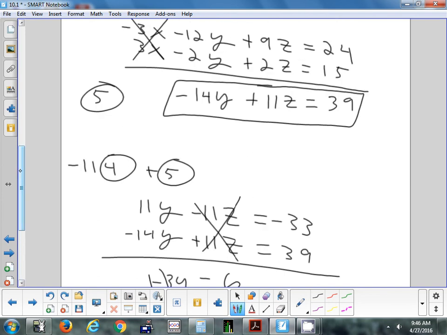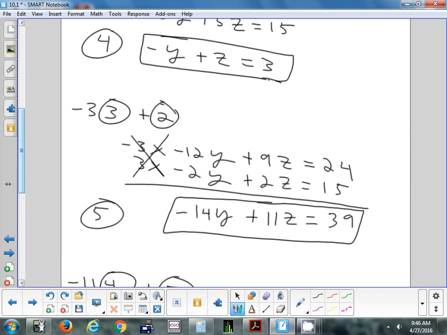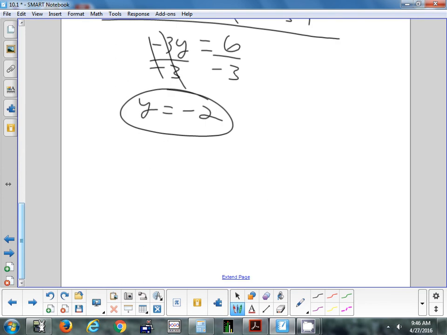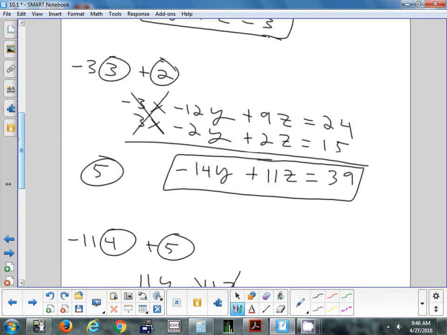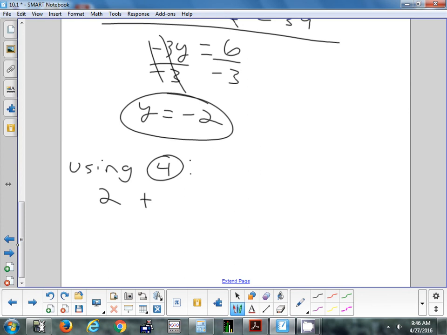Now, what we do is we go back up to either equation 4 or 5. I would definitely pick 4, plug in, and then we can find z. Okay, let's use equation 4. -y. What's -y? 2. So I'll just put down using, so you know what we're doing. -y plus z equals 3. So z is 1.